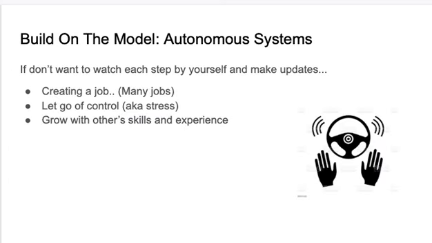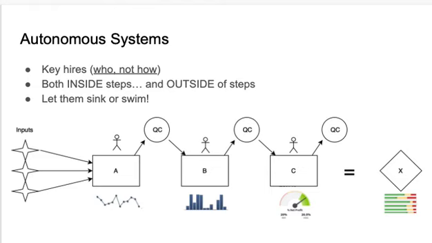So another element you can add to this, because now that it's structured in this assembly line model, is that we can get ourselves out, right? You don't want to watch each step. You just want to see the factory producing. So we're going to create a job. We're going to let go of the stress, and we're going to let others take over.